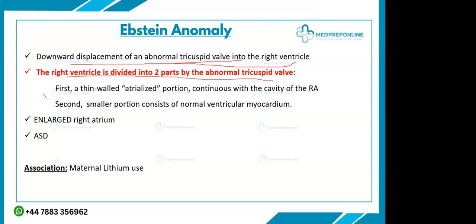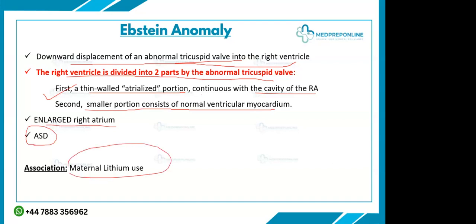What will happen? The first part will be a thin-walled atrialized portion, which will be continuous with the cavity of the right atrium. You can say that it will be a right atrium that will be enlarged downward into the right ventricle. And the second part, a smaller portion, consists of normal ventricular myocardium, and it will be very small. So there is an enlarged right atrium, and there will be an ASD with that. It usually happens when the mother has used lithium during pregnancy. So it is going to cause Ebstein anomaly.